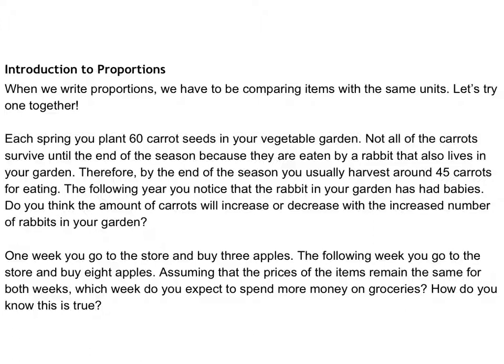So now we're going to write proportions, and we have to be comparing items of the same units when we do that. So let's try that together. Each spring you plant 60 carrots in your vegetable garden. Not all the carrots survive until the end of the season because they are eaten by a rabbit that also lives in the garden. Therefore, by the end of the season, you usually harvest around 45 carrots for eating.